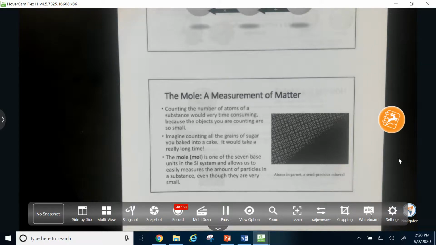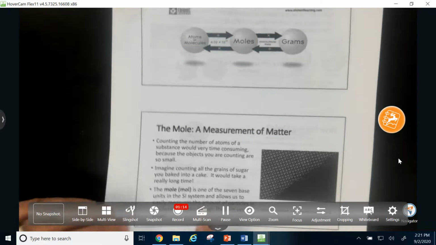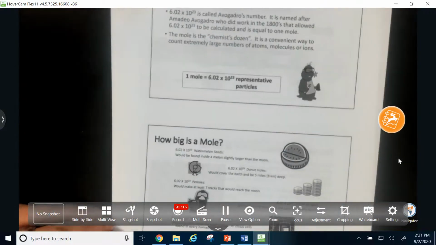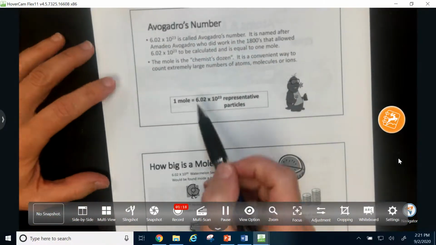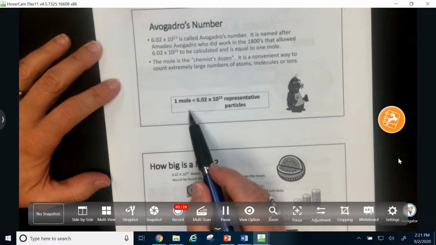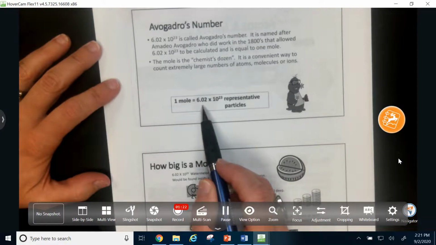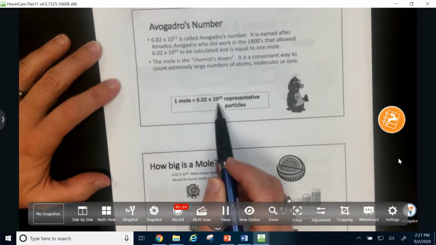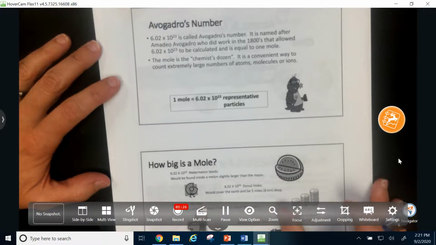The thing about the mole is that it's a number that you have never heard of and seen before. A pair and a dozen are familiar units to us, but a mole is 6.02 times 10 to the 23 particles. This is what we need to know: 1 mole is equal to 6.02 times 10 to the 23 particles. This is what we call Avogadro's number.